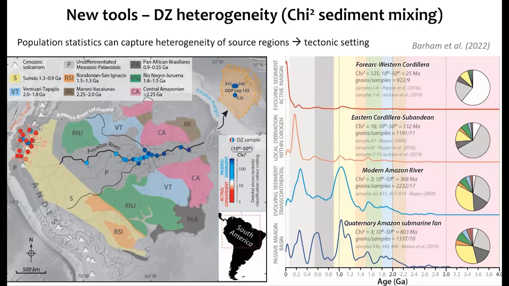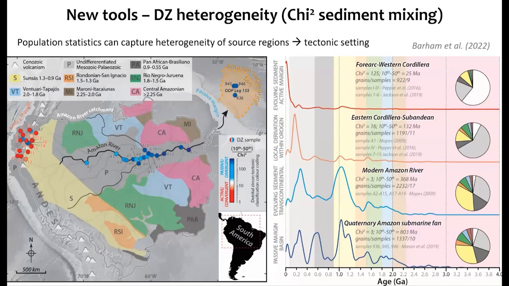So we looked at the heterogeneity, how polymodal these samples are, and we used this modified chi-squared test to capture that and quantify how polymodal they are. And we looked at the age gap between the 10th percentile and the 50th percentile to come up with this new system that would classify your samples for you.